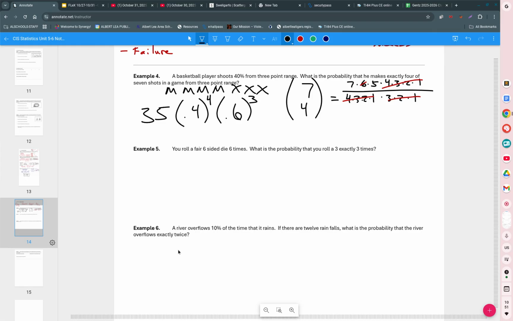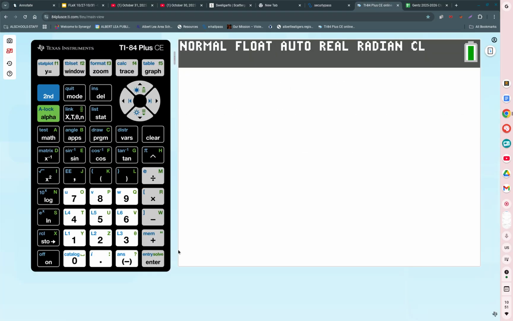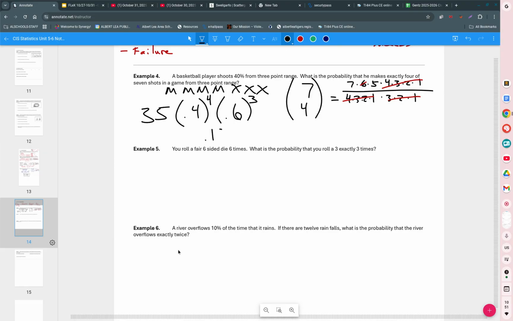I could go ahead and multiply. See if you could get the same answer as me. 35 times 0.4 raised to the 4th power times 0.6 raised to the 3rd power. He's got a 0.193 chance. Okay?